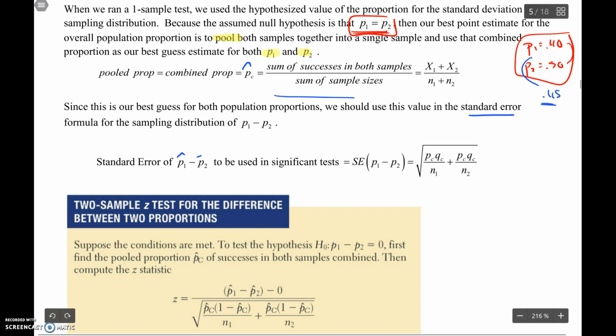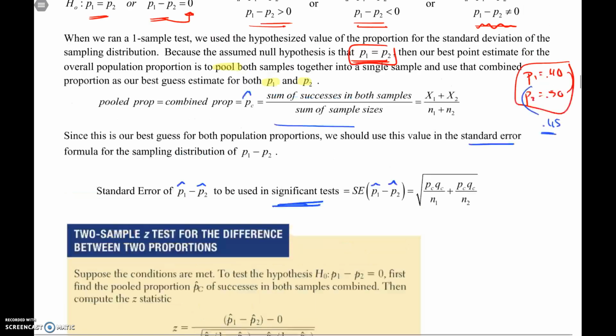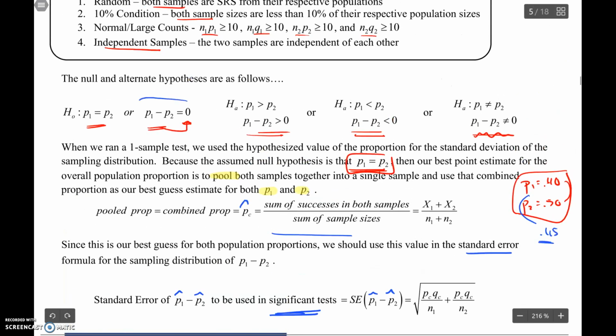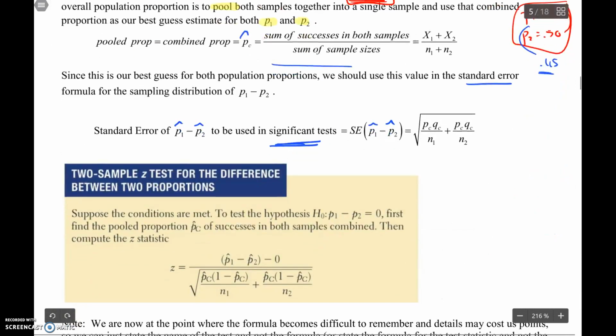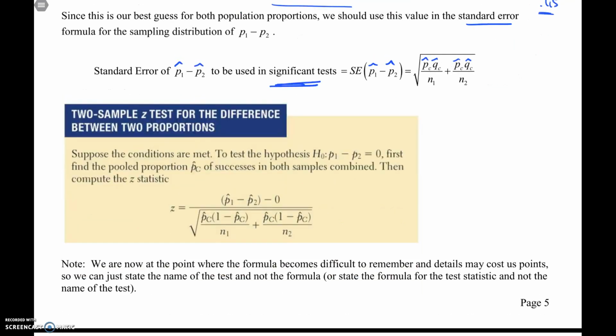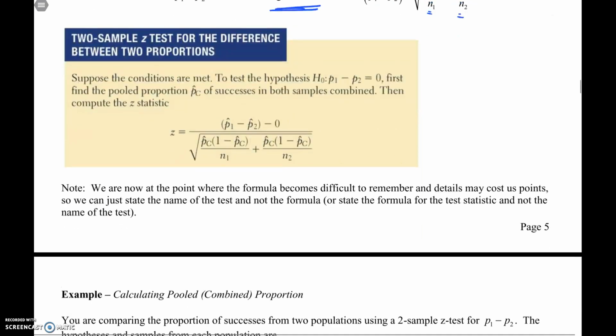So the standard error for p hat 1 minus p hat 2, when we're doing significance tests, more specifically when we're hypothesizing that they're the same, is to put that same value, p hat c, in for both of the numerator spots. You still divide by n1 and n2. That's how it's done with hypothesis tests.